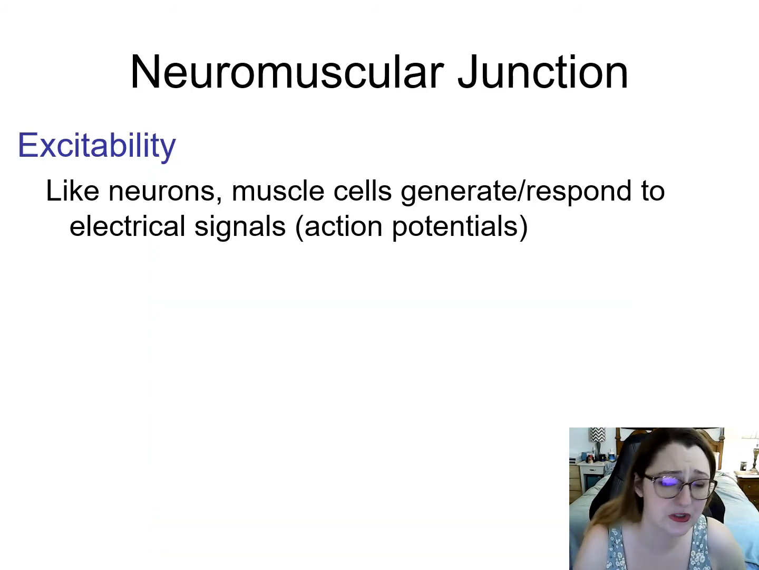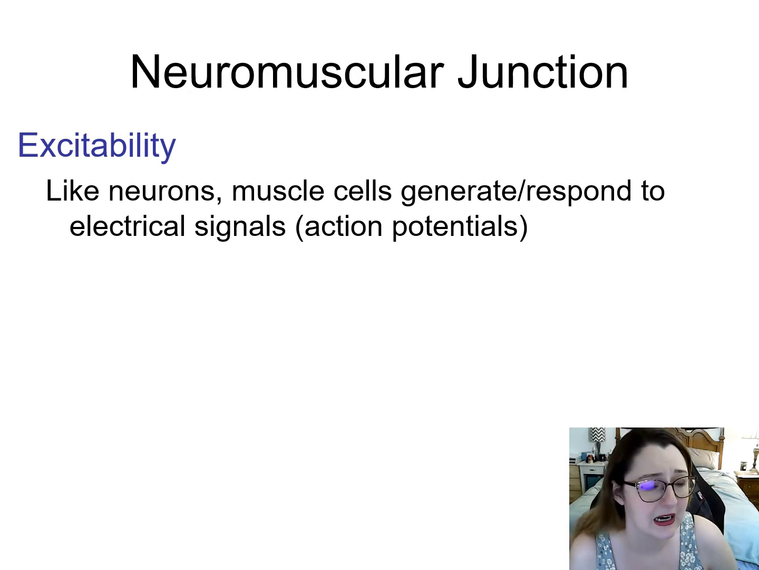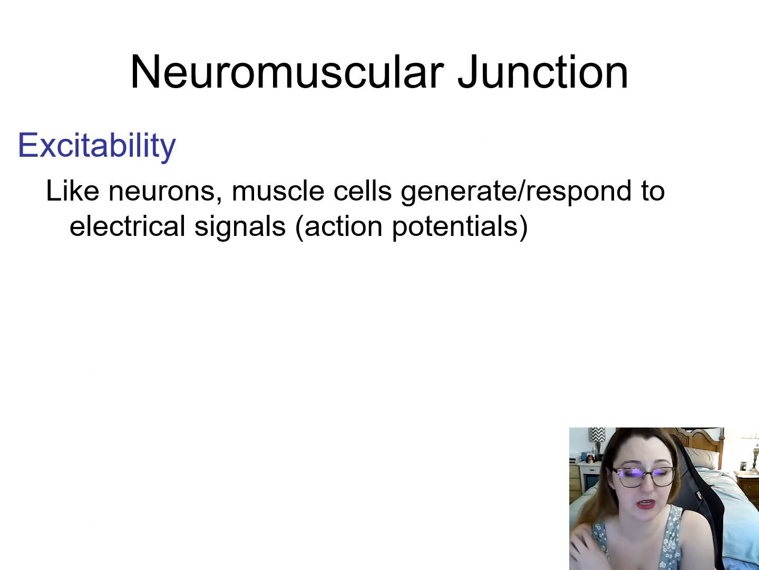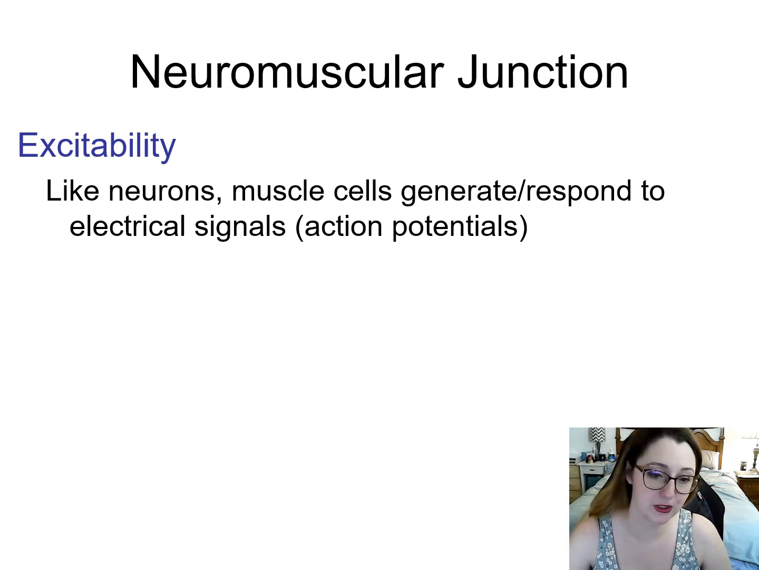So I do want you to know this term excitability. Like neurons, muscle cells are going to generate and respond to electrical signals. So that is how neurons talk to each other, is through electrical signals, and we'll talk about that more in the next section. But do know that this is called action potentials, and we'll talk about this more when we talk about the nervous system. But just know in general that that's what we're looking at.